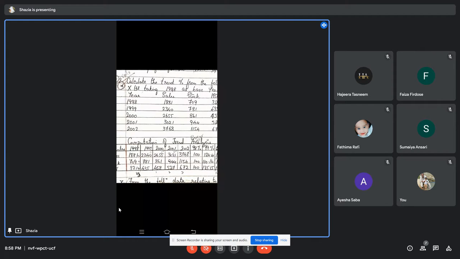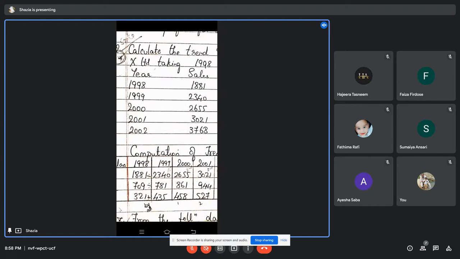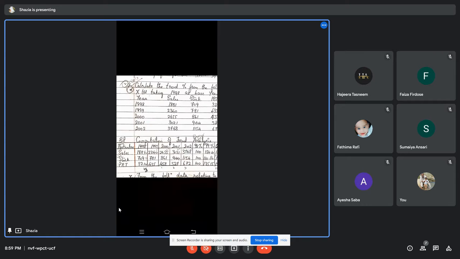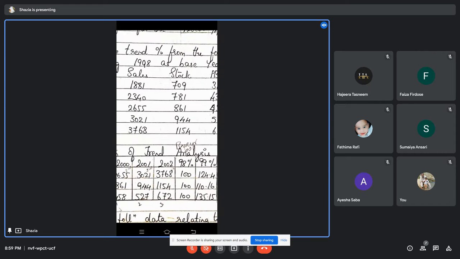Okay. So now to calculate the percentage for 1999, you have to take the amount here. Now what is the amount for 1999? It is 2340 because now 99 becomes the current year, and 98 becomes the base year. So 2340 divided by 1881. Then you'll be getting the percentage for the 1999 year. That is 124.40.